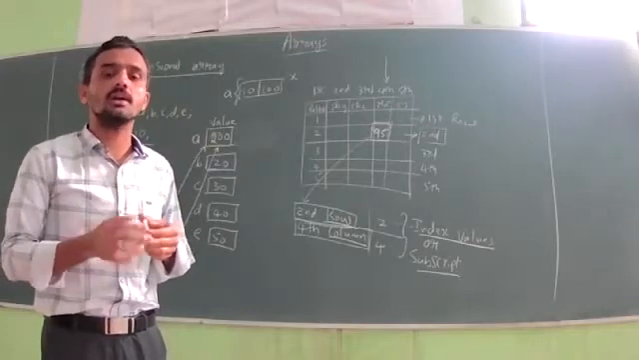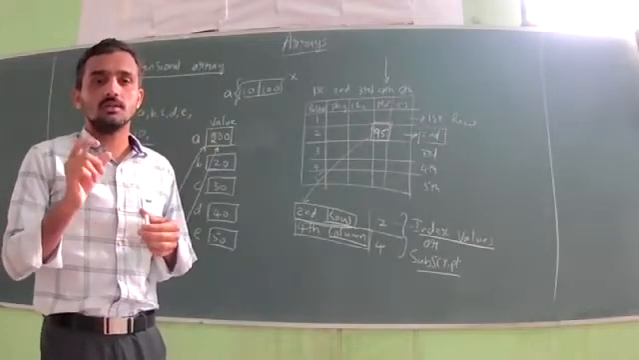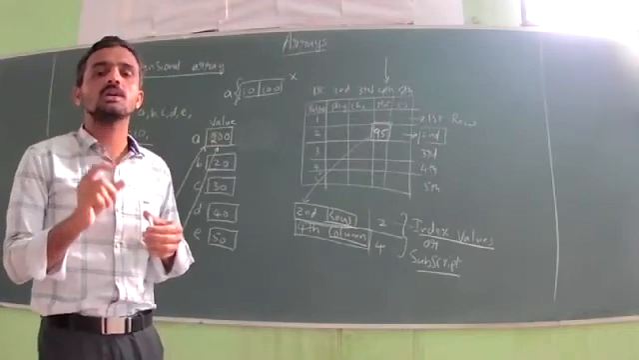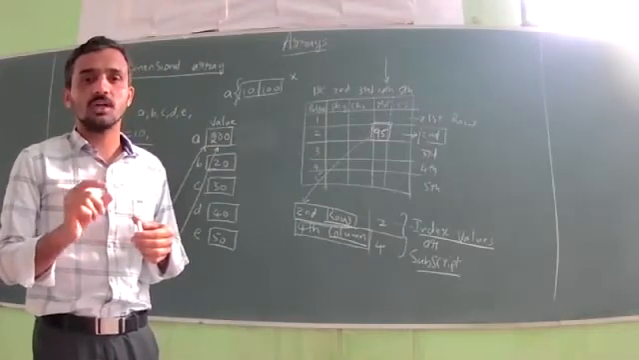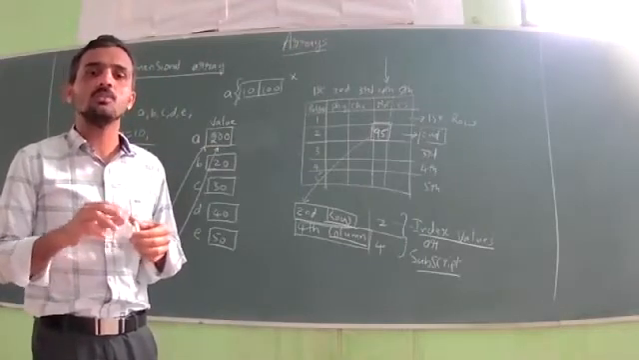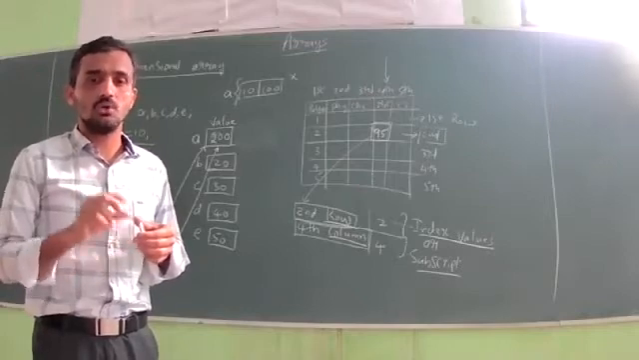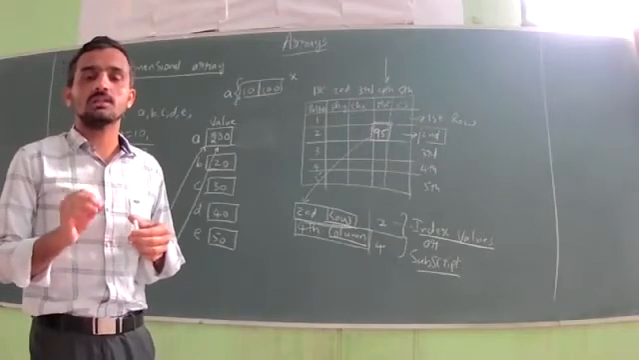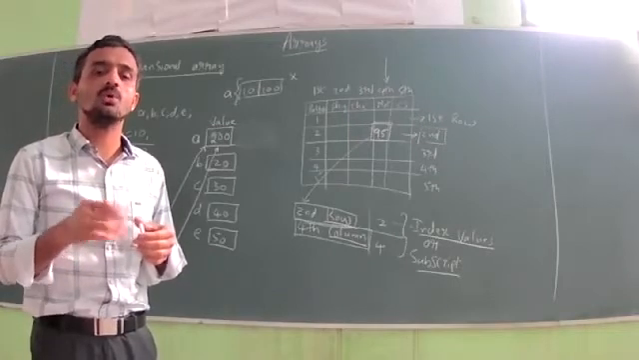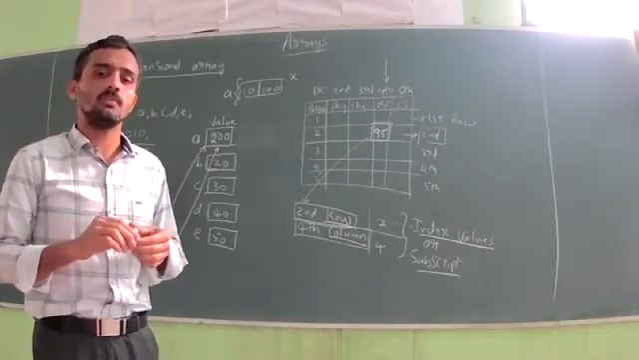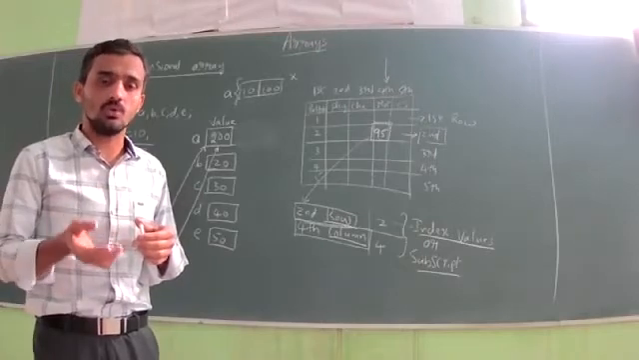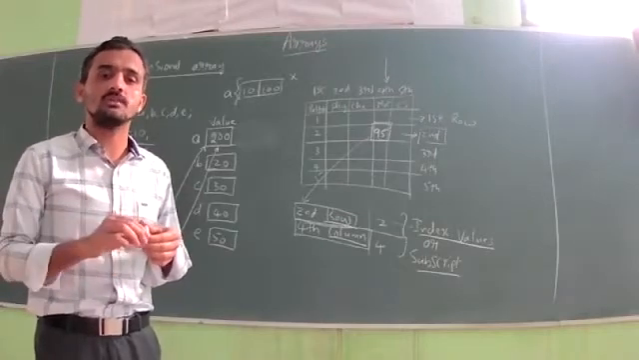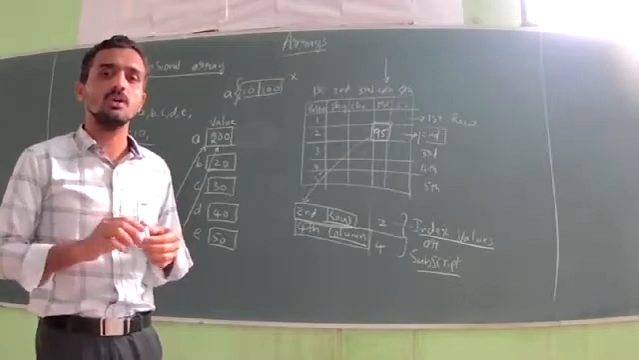But in case of an array, what happens? The definition itself is collection of elements. That means collection of values. Collection means more than one. It's very simple: group of values, list of values, collection of values. So a collection, a group or a list means one or more. It is not compulsory that you store more values, but it gives us the option to store more values.